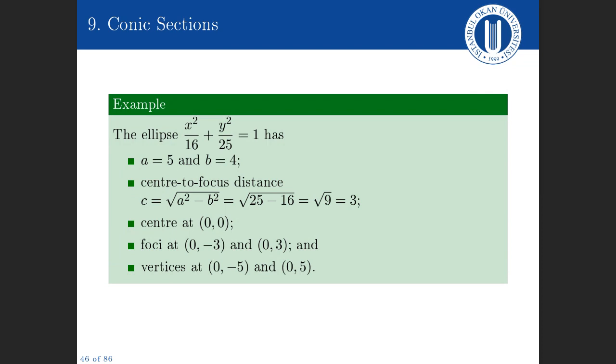Or the ellipse x squared over 16 plus y squared over 25 equal to 1 has the bigger number needing to be a and the smaller number needing to be b. So a is 5 and b is 4. The center to focus distance we can calculate is 3. The center is at (0, 0), always at (0, 0). The foci are at (0, -c) and (0, c). The vertices are at (0, -a) and (0, a).